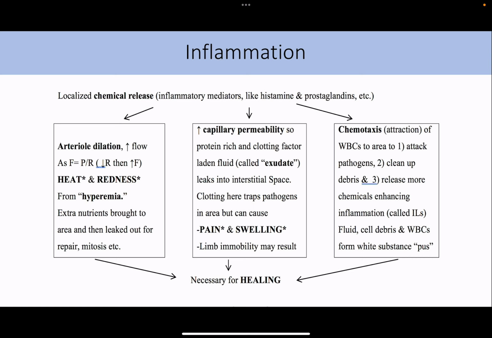And again, this is just a summary of everything here. Arterial dilation is going to cause, because you have more blood to the area, heat and redness. You're also going to have extra nutrients brought to the area, and that's going to be helpful for repairing and mitosis. This localized chemical release is also going to help with capillary permeability. So you get clotting factors within this exudate that gets released. The clotting here traps pathogens, and we're going to get pain and swelling, which may cause immobility. But again, this is necessary for healing.